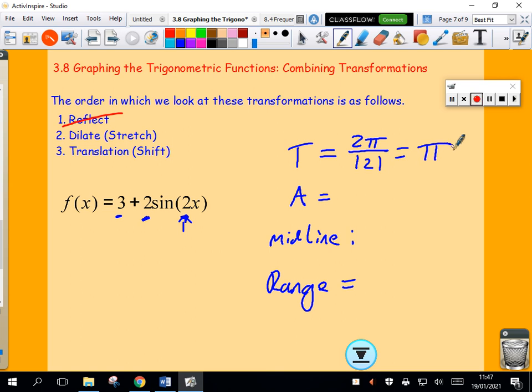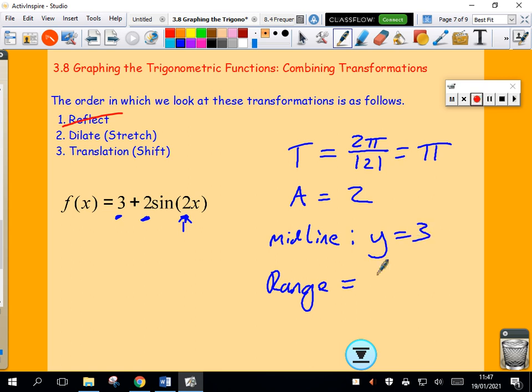The amplitude, well, there's a vertical stretch here, a scale factor of 2, so the amplitude goes from 1 to 2. The midline, well, there's a translation here, upwards of 3 units, so the midline goes from y equals 0 to y equals 3.